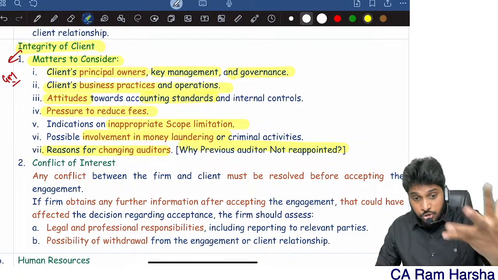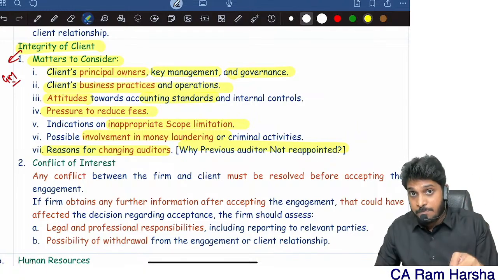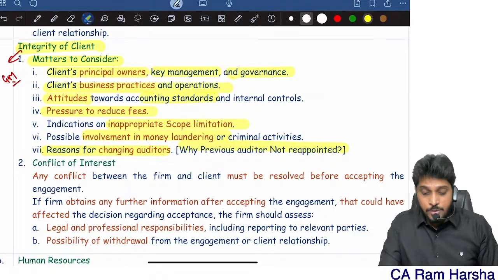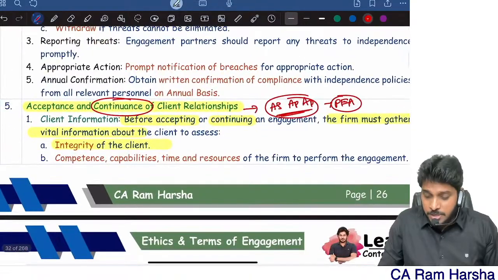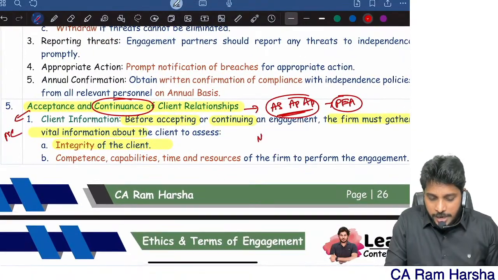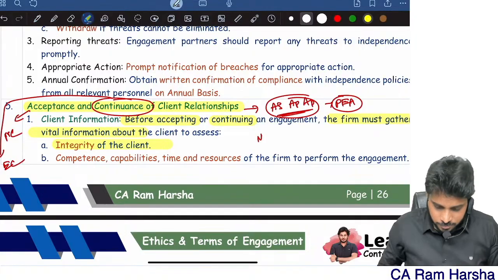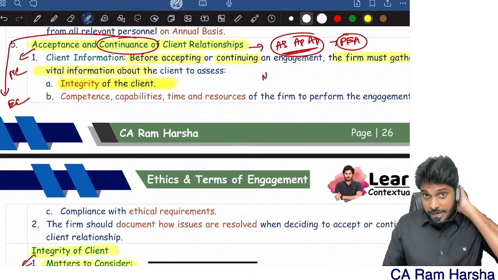You should ask the client and get that information before you accept him or before you give consent for continuation. Remember, acceptance and continuation of client relationship: acceptance means a new client, continuation means we are talking about an existing client. That's it. So integrity of the client you need to consider.